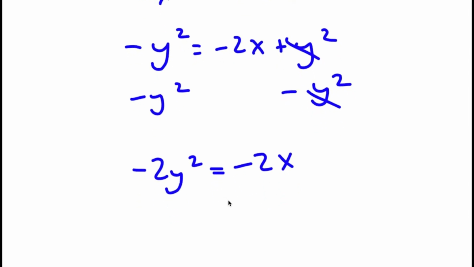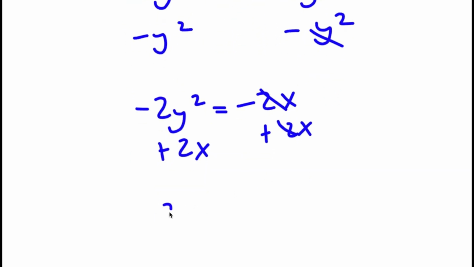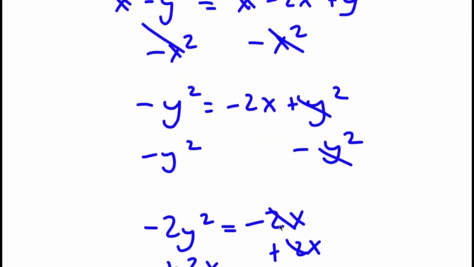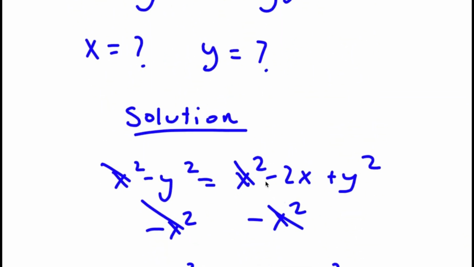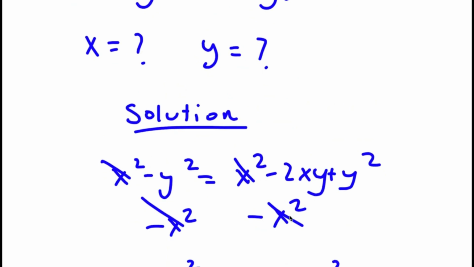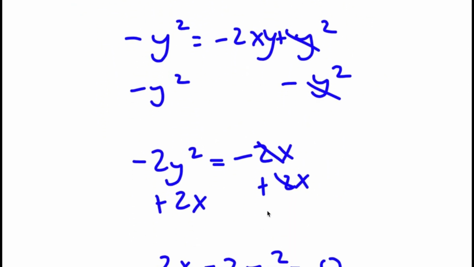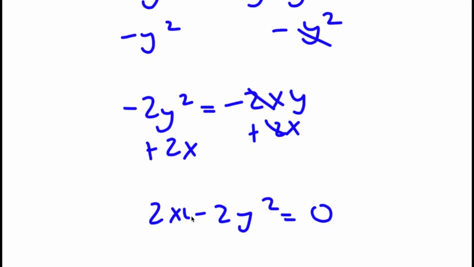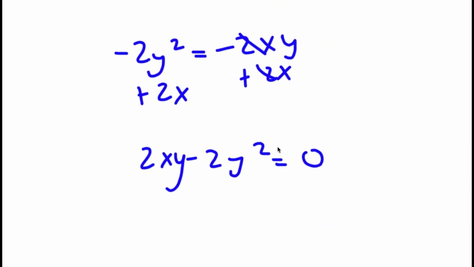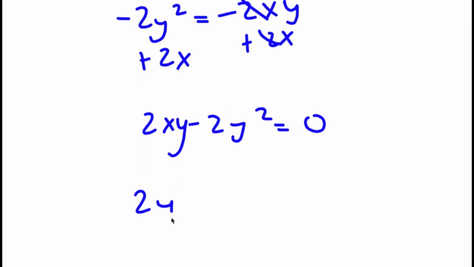Now, if I add 2x on both sides, these two cancel out, and I'm left with 2x minus 2y squared is equal to 0. Oh, sorry. At the start here, x squared minus 2x is actually 2xy. So I have 2xy minus 2y squared is equal to 0. So from here, I can simply factor out 2y. So now I have 2y times (x minus y) is equal to 0.